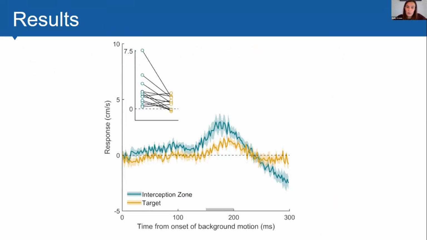So again, the important take-home message here is that in both conditions, so whether the 3 dots that moved were at the location of the target or the 3 dots that moved were at the location of the interception zone, we still get clear evidence for a manual following response. So taken together, these last 2 experiments really showed that only moving dots are considered and any motion seems to drive this response, and the static surrounding background doesn't seem to be playing a role.